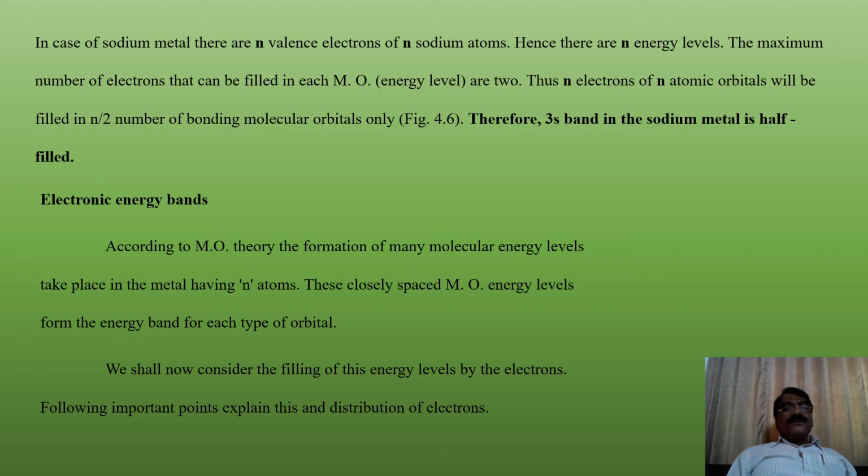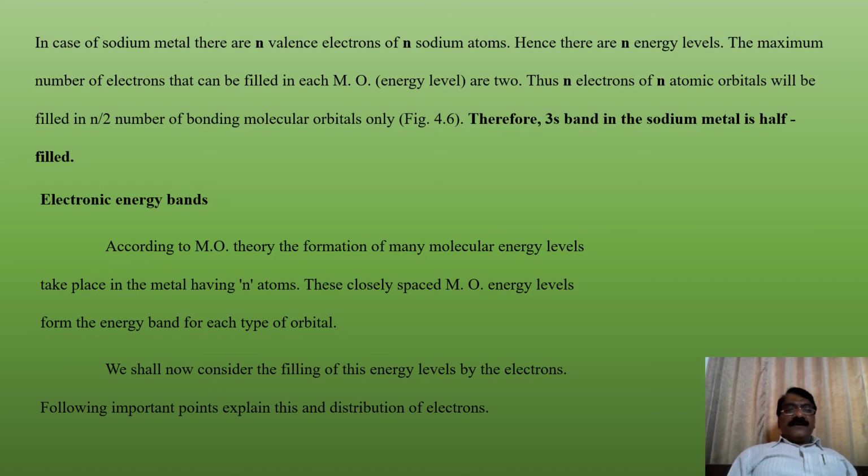In case of sodium metal, there are n valence electrons of n sodium atoms. Hence, there are n energy levels. The maximum number of electrons that can be filled in each molecular orbital is 2. Thus, n electrons of n atomic orbitals will be filled in n by 2 bonding molecular orbitals. Therefore, the 3s band in the sodium metal is half filled.